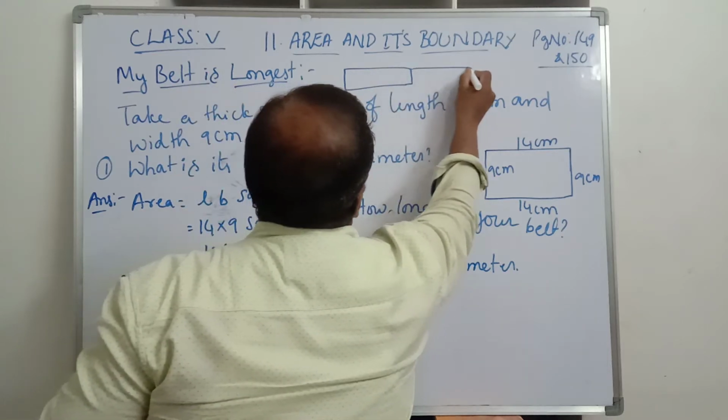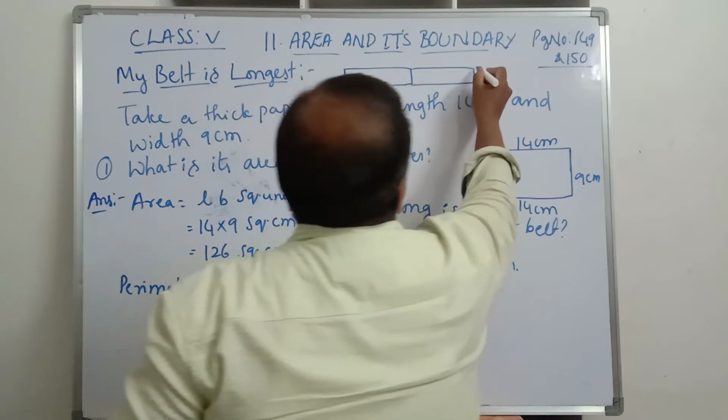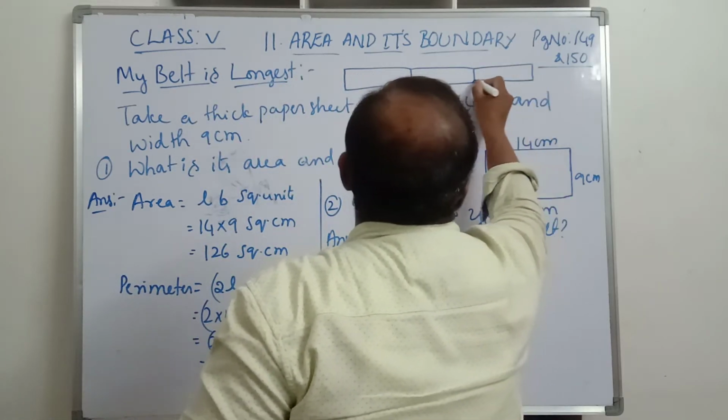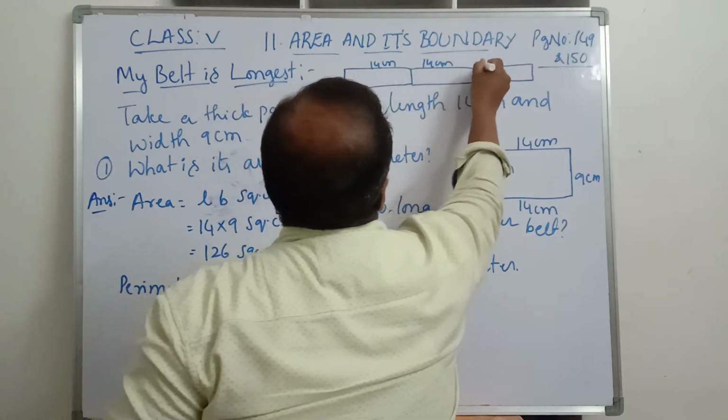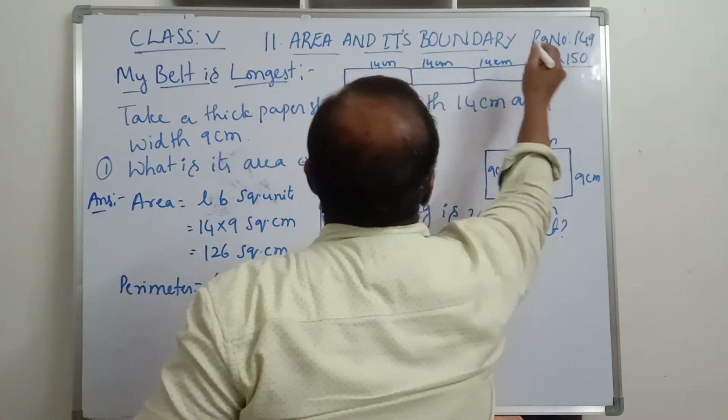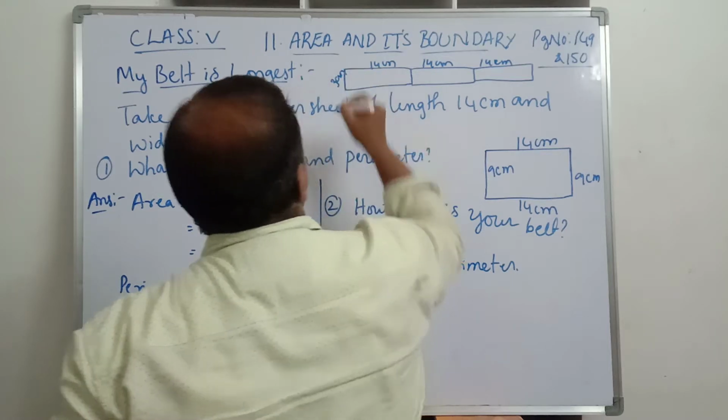On the other strip, like this, I made. So 3 strips are there. Each strip is having what length? 14 centimeters. This is 14 centimeters, and this is 14 centimeters. The width of this belt is 3 centimeters.